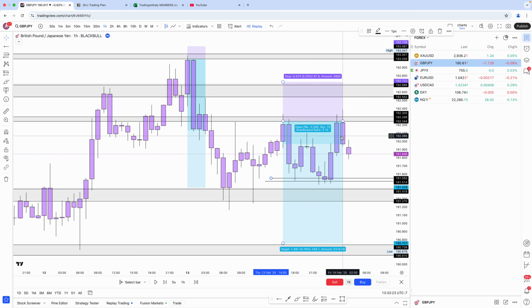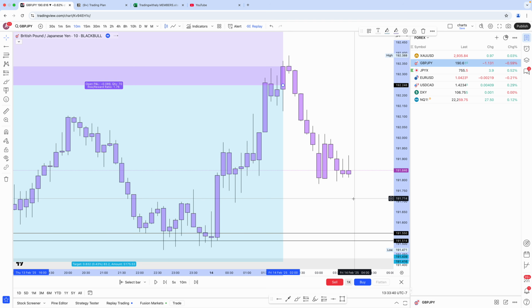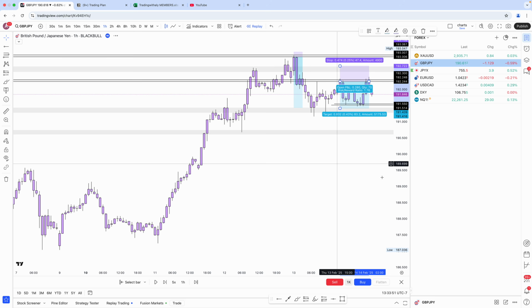So what you can do is, obviously you want to have minor targets in between just in case, and multiple levels of targets just in case it doesn't break. So if it comes to that 4.6, or if it doesn't come to that 416 and it tests into that 5, you can go on the 10 minute and you can see multiple reactions at that specific price, but you can also see it close above. So that would be an indication that it's going to go back up.